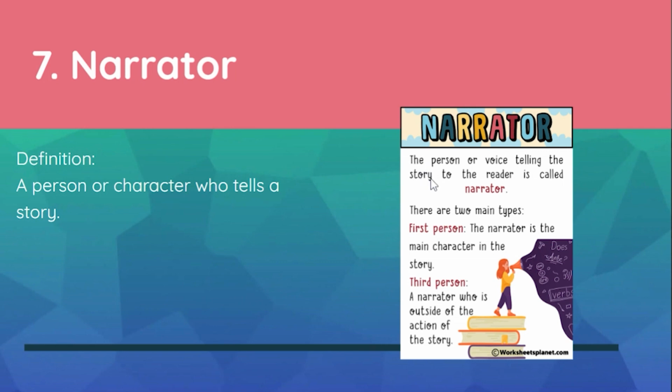There are two main types. We usually see our first-person narrator as the person in the story telling us what's happening to them. A third-person narrator is a narrator who is outside of the action of the story, kind of like we just looked at with third-person limited and third-person omniscient. It's the voice telling the story.